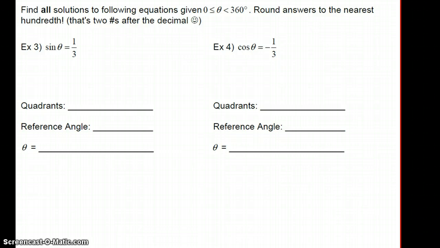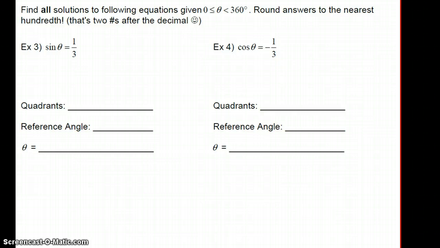Same question, find all solutions to the following equation given theta falls between 0 and 360. Notice your interval here. I do want to include 0 if I happen to get that as a solution, but I'm not going to include 360 because it's less than that. And we're always going to round to the nearest hundredth, which is two numbers after my decimal.